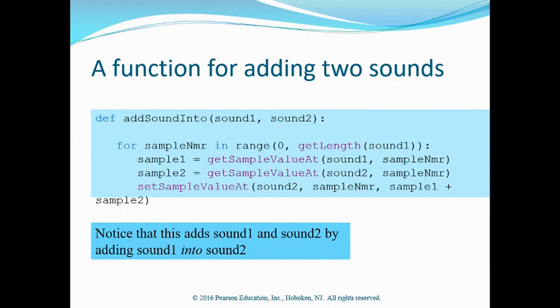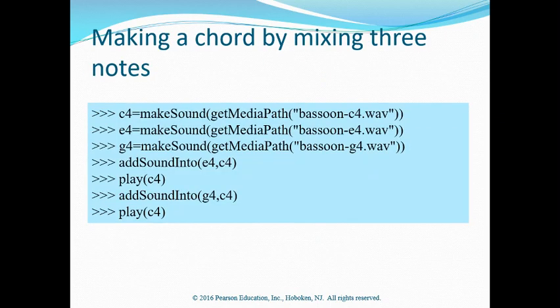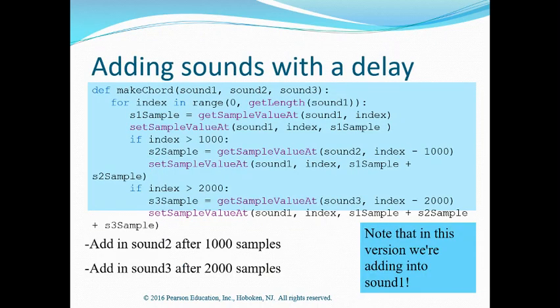Notice that this adds sound 1 and sound 2 by adding sound 1 into sound 2, making a chord by mixing three notes. So here we have C4, E4, and G4, which we have that go to the bassoon wave file. All right, so we get media path, make the sound. We do all that in one line. The add sound into combines E4 and C4, and then we play C4, and then add sound into G4 and C4, and then we play C4. So at the end, C4 should be E4, G4, and C4 all combined.